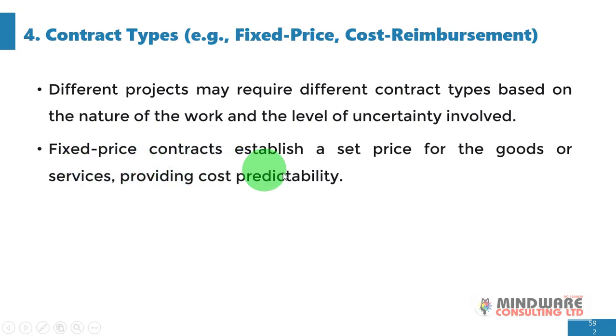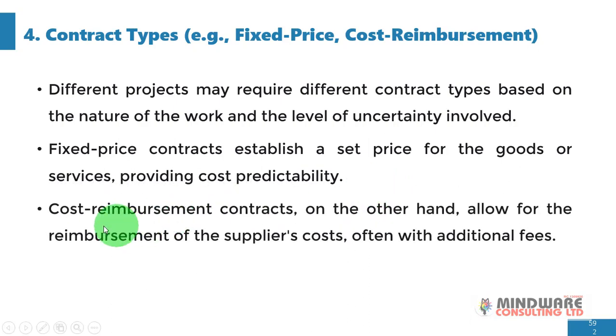So the fixed price contract establishes a set price for the goods or services, providing cost predictability. So with this, you just have a set price established for the goods or the service or the products that they are going to be supplying to you throughout the product life cycle. Today the goods they're supplying have a particular price. Tomorrow they come and say, okay, well, it's a different price now. So this contract helps you to optimize your budgets and control your costs.